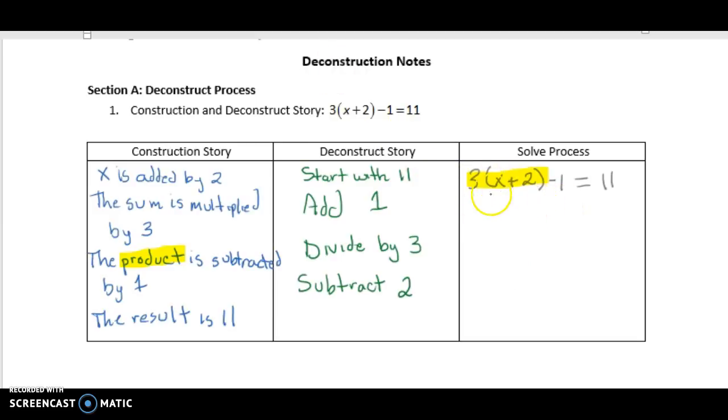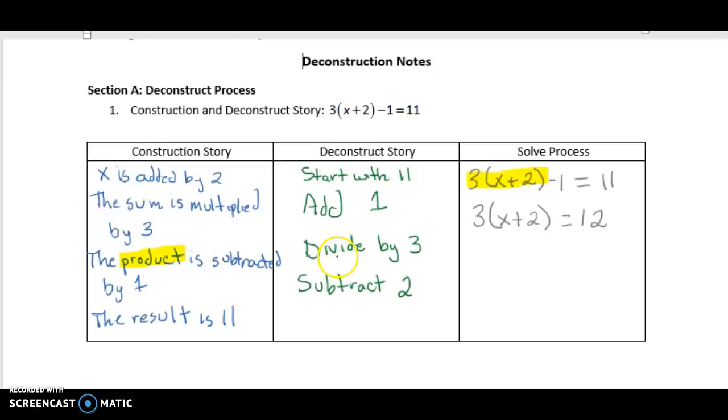And so when we add 1, we know that we're left with a product. And that product is 3 times the quantity of x plus 2. And again, from our webs, we know that that change of addition of 1 means that our result is now equal to 12. So we know that the product is equal to 12. Where this difference was equal to 11, now the product is equal to 12.